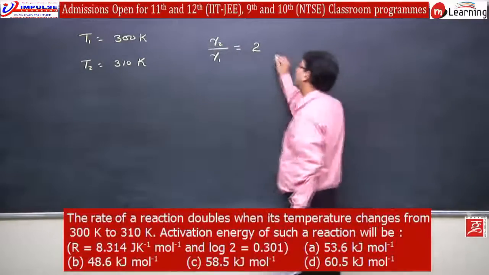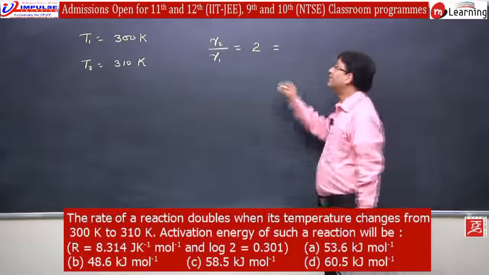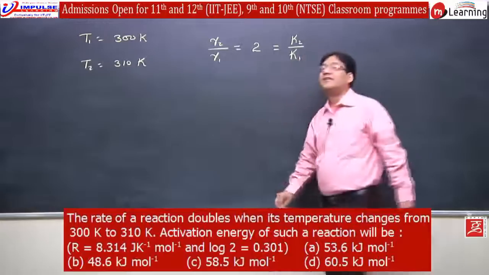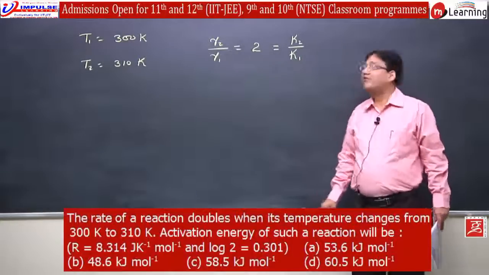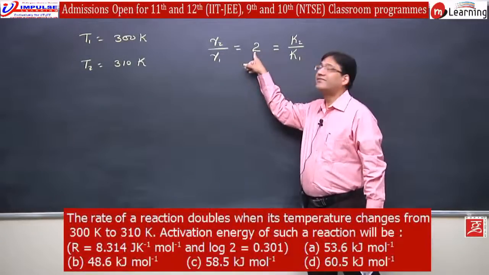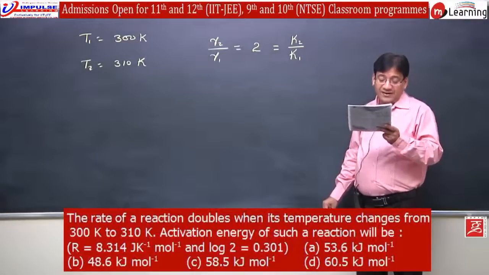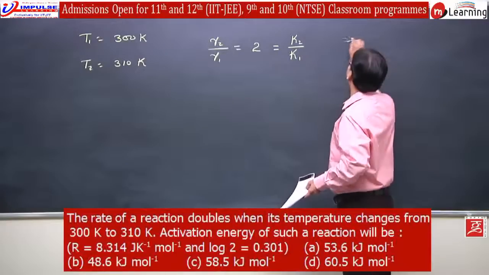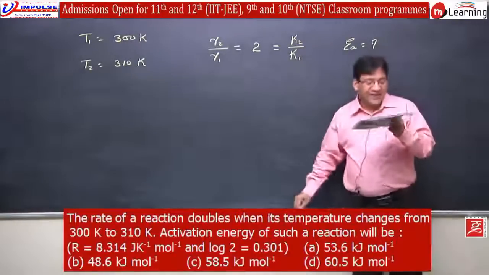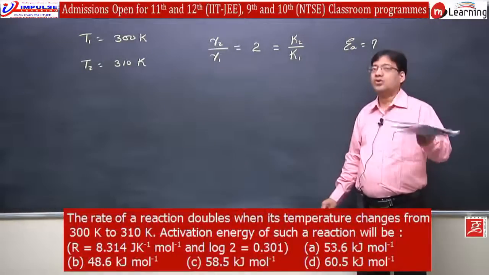And rate of reaction is directly proportional to the rate law constant. We can also say the rate would get doubled because the rate law constant would get doubled. R2 by R1 is 2, means K2 by K1 is also equal to 2. Now, we are asked the activation energy for the reaction. We are supplied with the universal gas constant and the value of log 2.